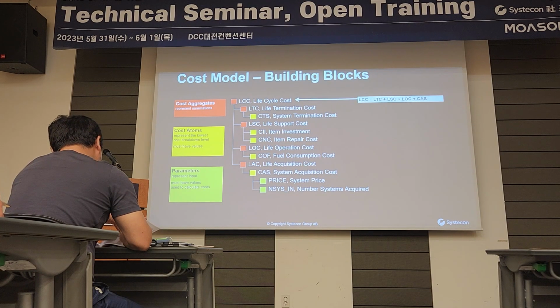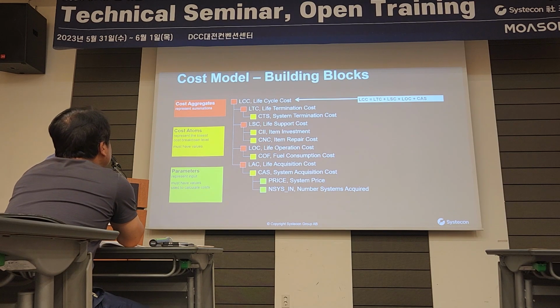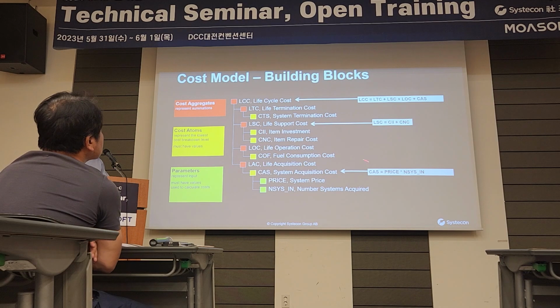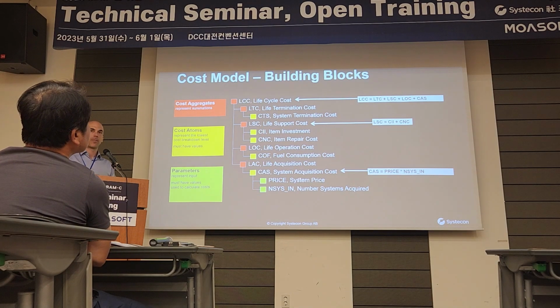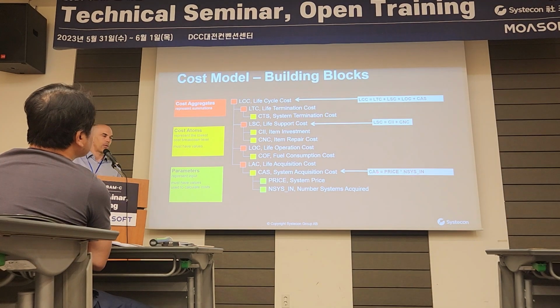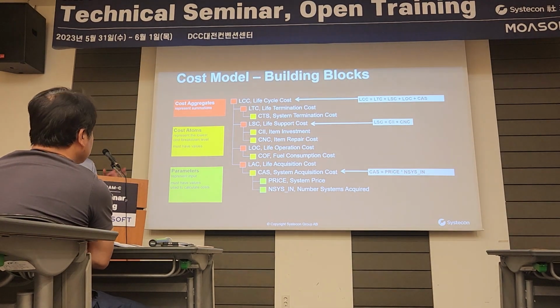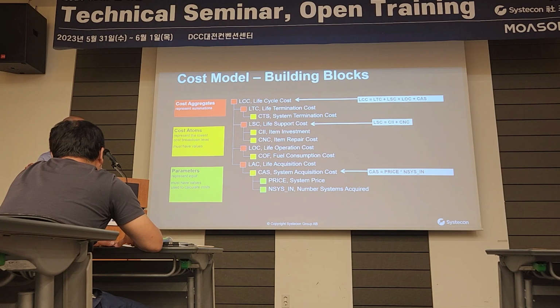So for example, LCC is the sum of all the cost aggregates. LSC is the sum of the cost atoms. And system acquisition cost is the result of this product: price multiplied by number of systems acquired. So this is typically how you build up a cost model, and we will see this in the tool more in detail.